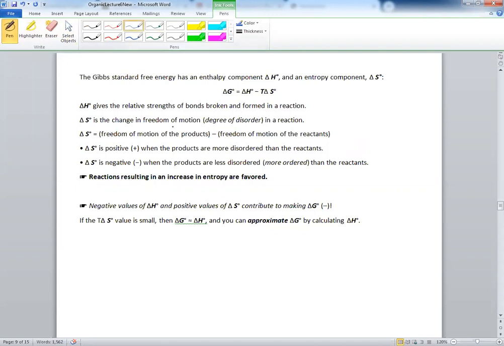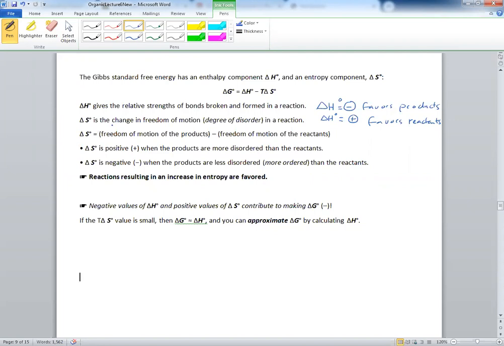So delta H gives the relative strengths of bonds broken and formed in the reaction. All you have to remember for delta H is that if it's negative, this favors the products. And if it's positive delta H, it favors the reactants. Once again, we are talking about the difference. Remember, it's products minus reactants.